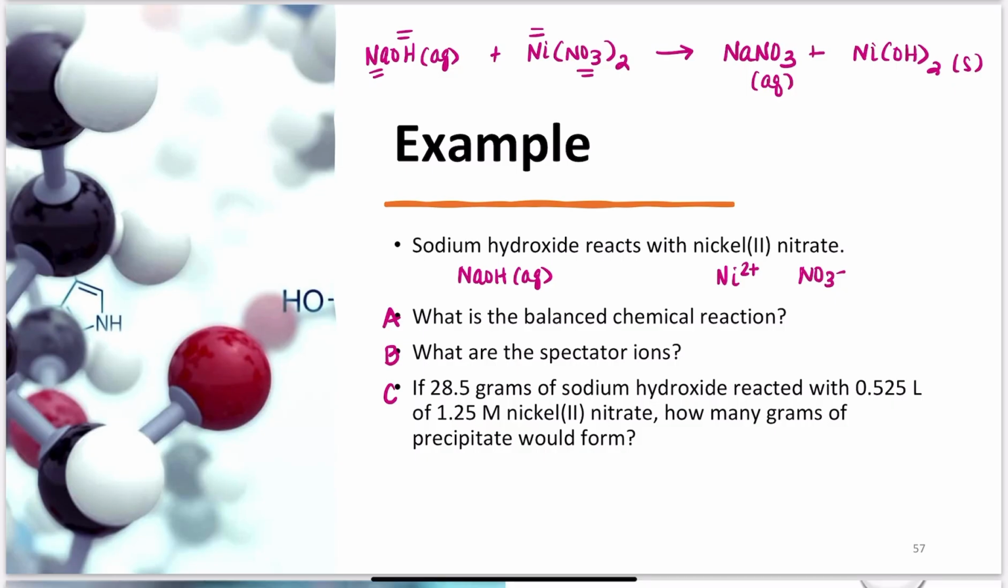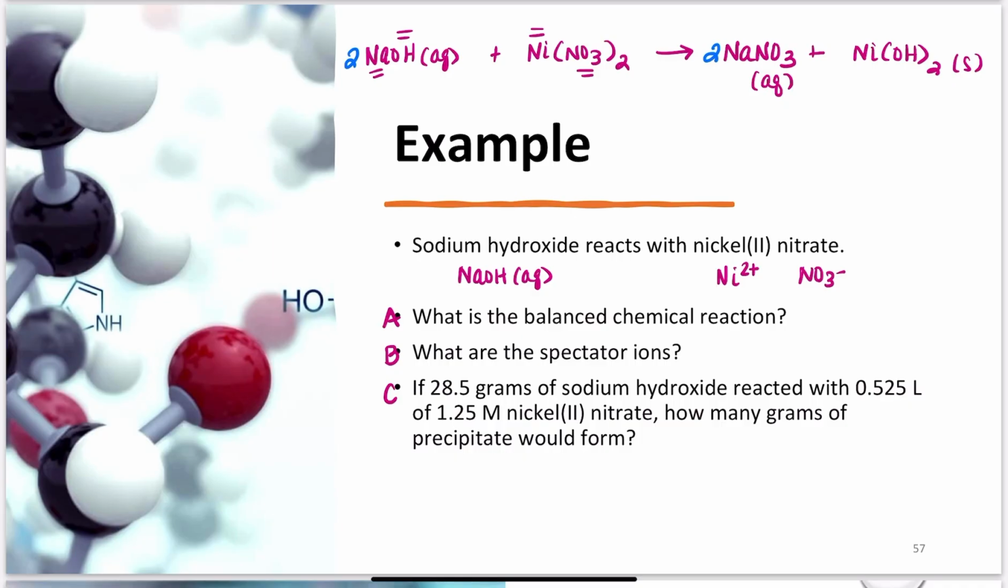So I've got the reaction. Now I just need to balance it. Let's see, I've got two nitrates on the reactant side. I need two nitrates on the product side. Now I have two sodiums on the product side. I need two sodiums on the reactant side, and I have two hydroxides on each side, and my reaction is balanced. Cool. What are your spectator ions here?